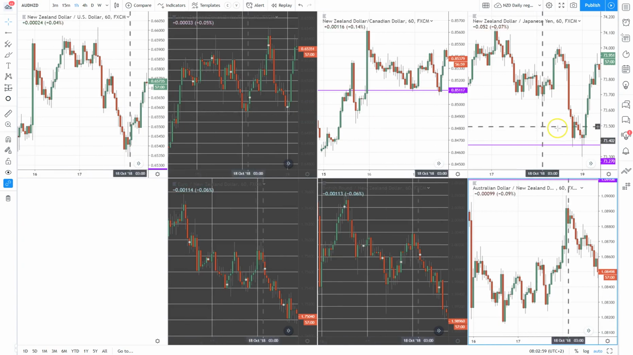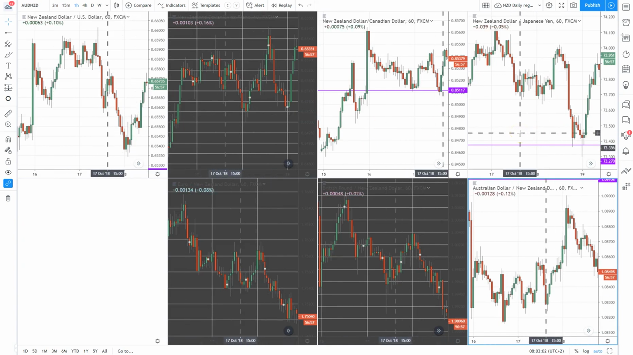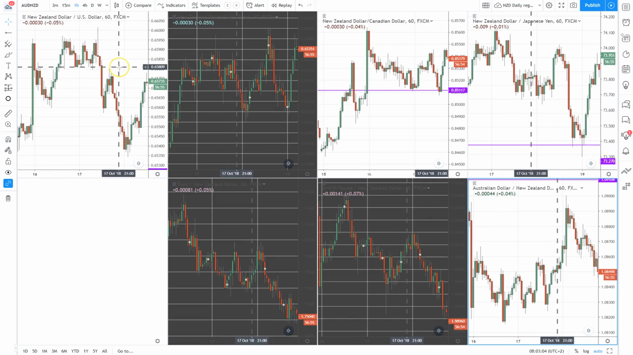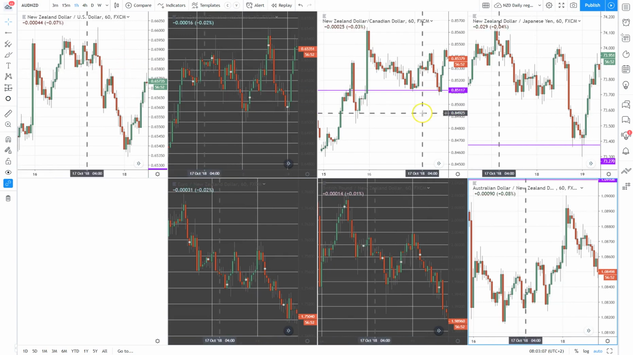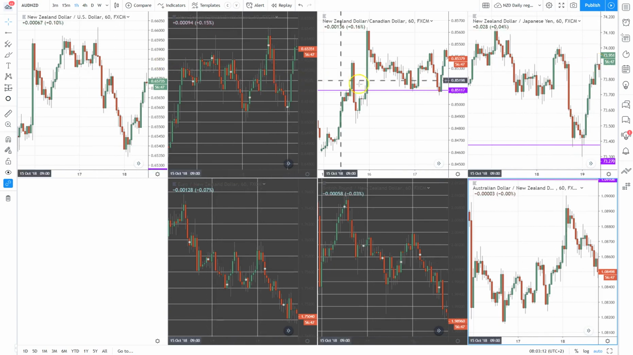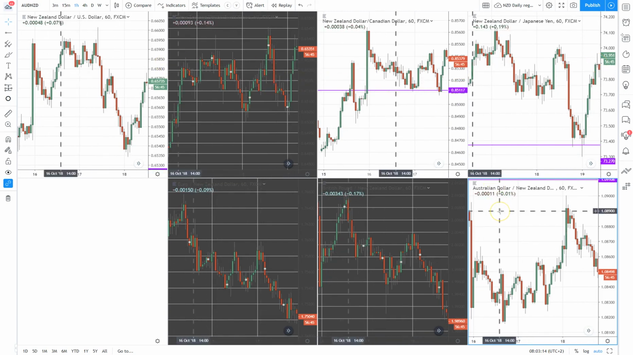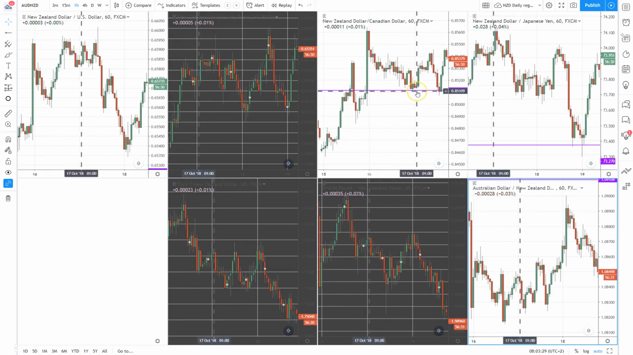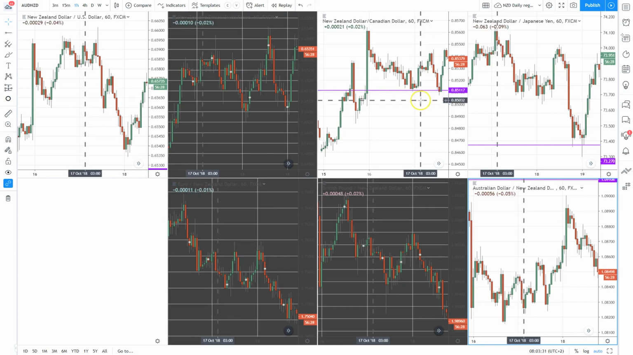Okay, so we have 4 pairs left, and 3 of those seem to have some sync. One is lagging behind for now, and that's New Zealand yen. New Zealand USD, New Zealand CAD, and Aussie New Zealand, they're all roughly doing the same thing. Although I have to say that New Zealand CAD might be my favorite here, because that one really enticed the sellers as much as possible without actually pulling back that deep. So it's really artificial. I'm really liking it.